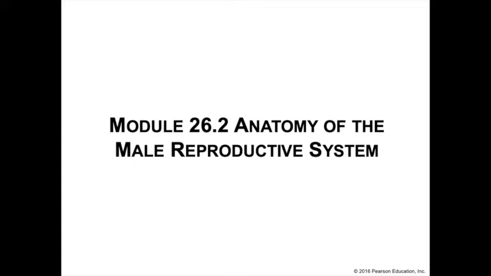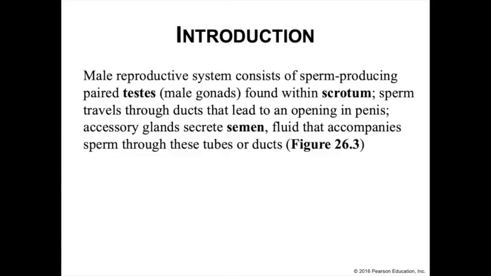Okay, now we're going to look at the male reproductive system. To start off with, we're going to look at the major pathway. So we always start at the testes, because these are the male gonads. This is what's going to make the sex cells, which are the sperm.